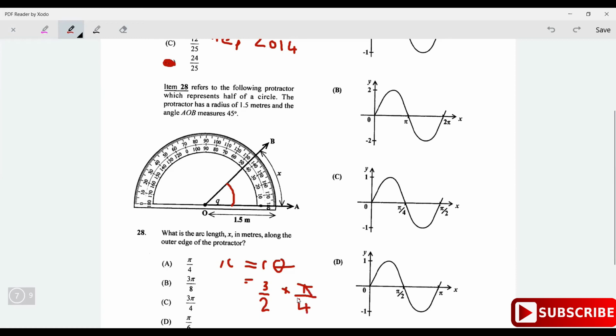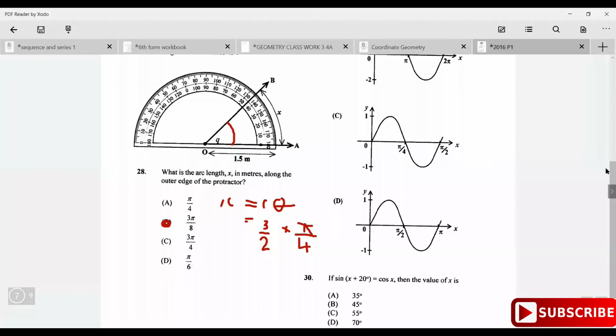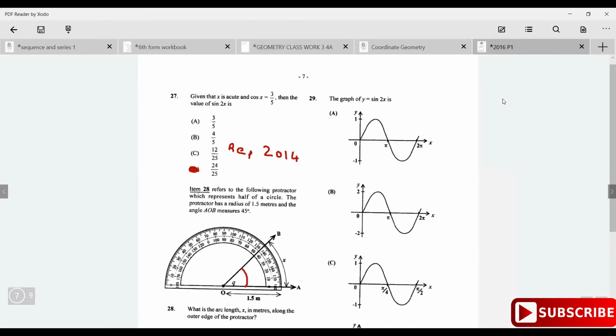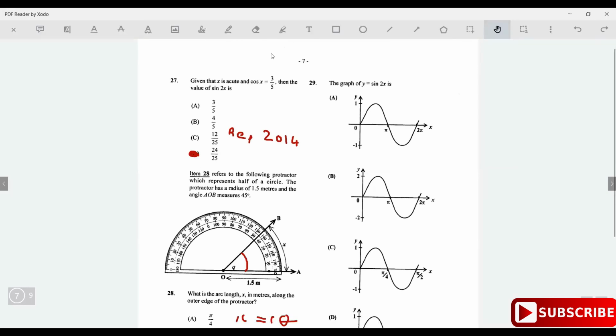3 pi over 8. Option B. Solve. Nice. All right, moving right along. We're going to go to question 29. Question 29 is y is equal to sine 2x. Sketch the graph. So to sketch this graph, there are some things that we need to know.